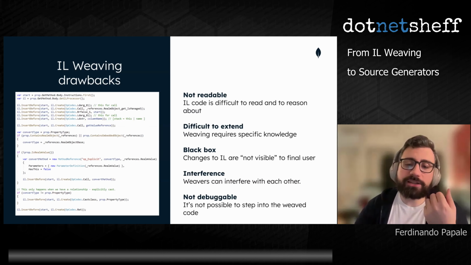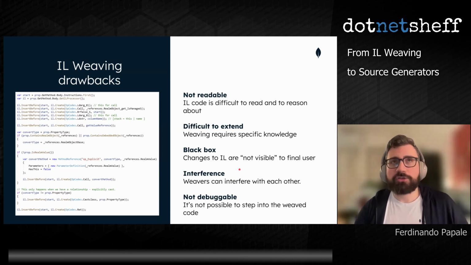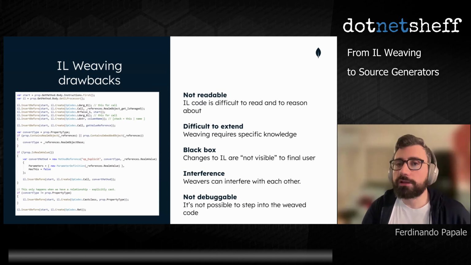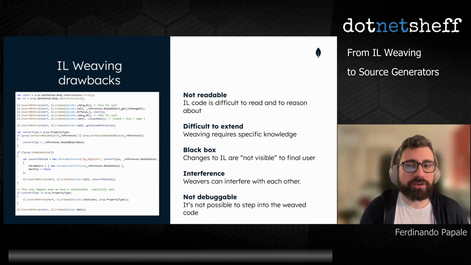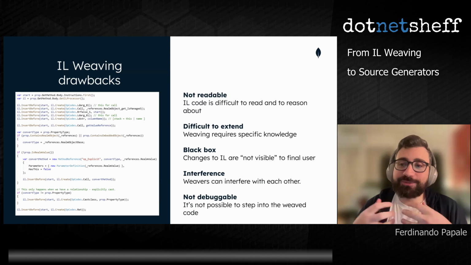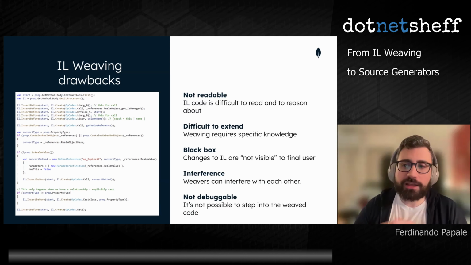Another problem is that you have interferences. If you have multiple weavers in your code, there could be issues, because if you have multiple weavers that are changing the same sections of IL, then there could be a problem. And so maybe there needs to be a sort of, I don't want to say communication, but some synchronization between the weavers themselves so that they don't step on each other's feet.